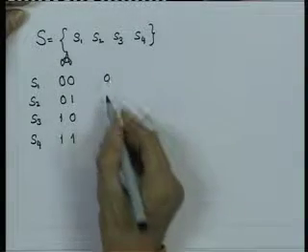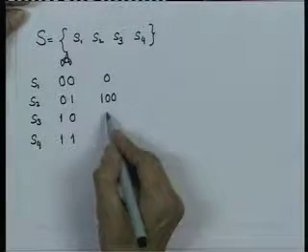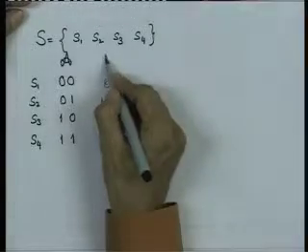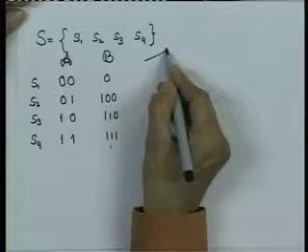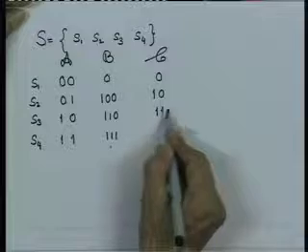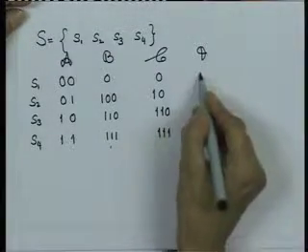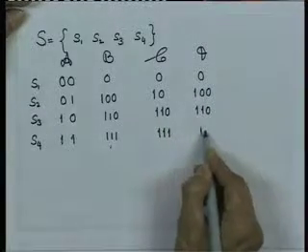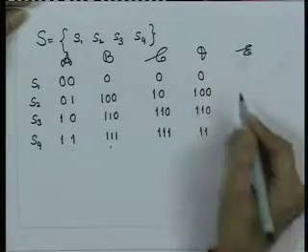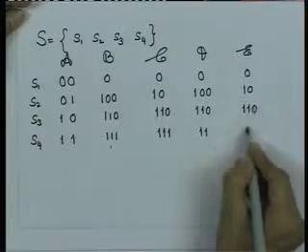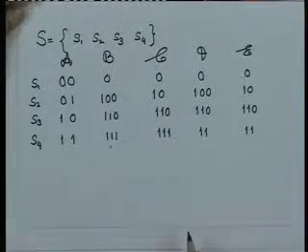There is another code, 0, 10, 100, 110, 11. This is my code B. I have another code C, which is 0, 10, 110, 11. I have another code D, which is 0, 100, 110, 11. And finally, I have another code E, which is 0, 10, 110 and 11.